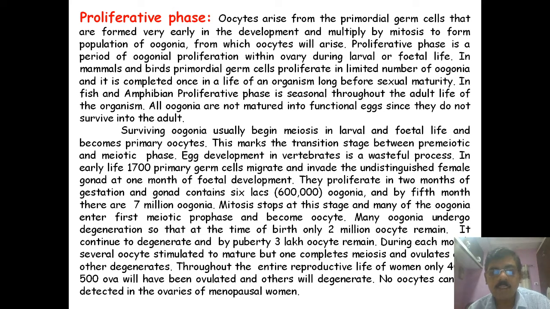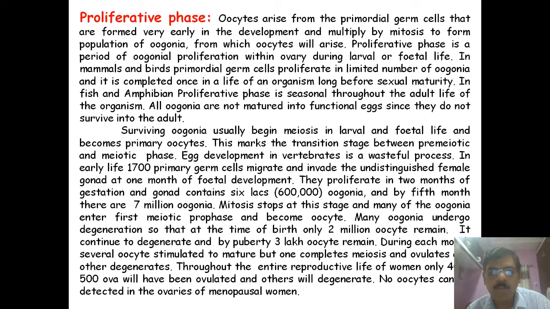The first phase is the proliferative phase. The oocyte arises from the primordial germ cells that are formed very early in the development and multiply by mitosis to form the population of oogonia, from which the oocytes will develop. The proliferative phase is the period of oogonial proliferation within the ovary during the larval or fetal life.